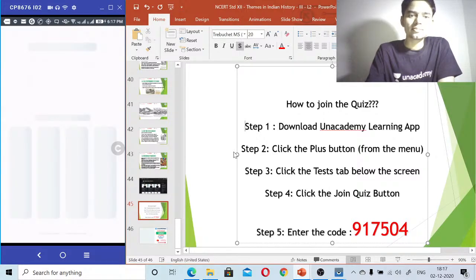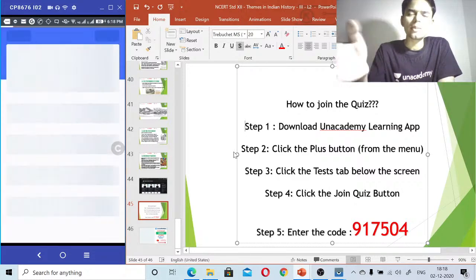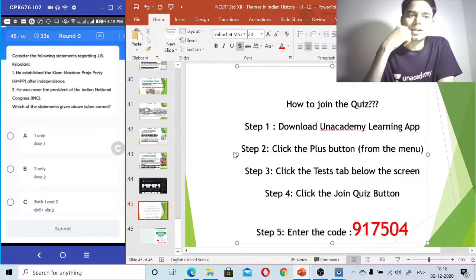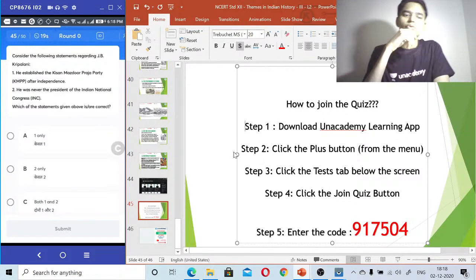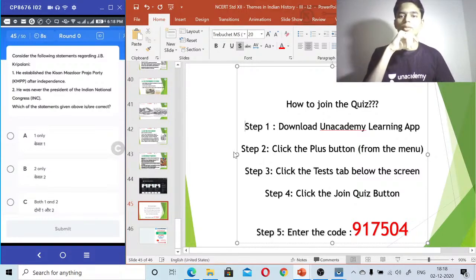44th question, time is up. Yeah, it is an opportunity for peaceful participation, but Vinoba Bhave was the first person to offer it. Second, Jawaharlal Nehru was second. Answer the following statements regarding J.B. Kripalani. He established Kisan Mazdoor Praja Party after independence. He was never the president of Indian National Congress. Choose the correct statements regarding J.B. Kripalani. Five more questions to go after this.